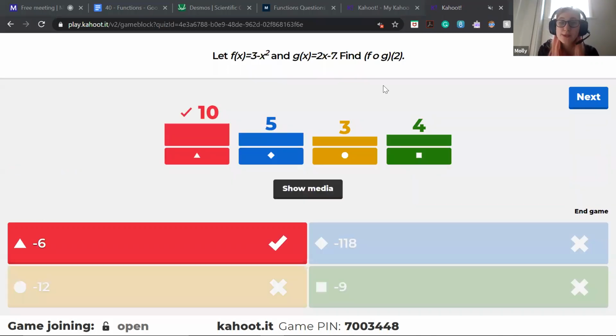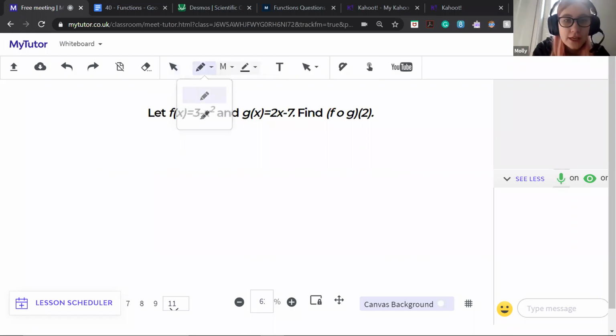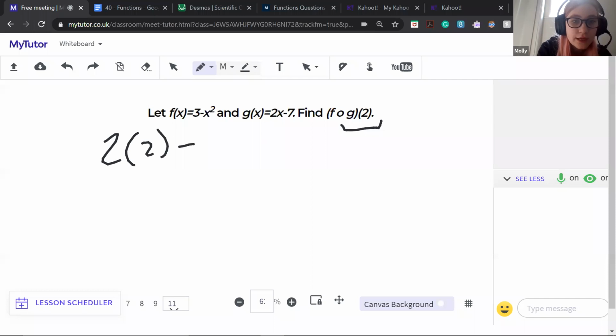Okay, perfect. Majority got this, which is really good. So let's think. We've got 5 minutes, so we could actually go through this one. Let's see. f of g of 2. Well, in fact, we can probably make this easier for ourselves and find g of 2 first. So g of 2 is going to be 2 lots of 2 minus 7, which equals minus 3.